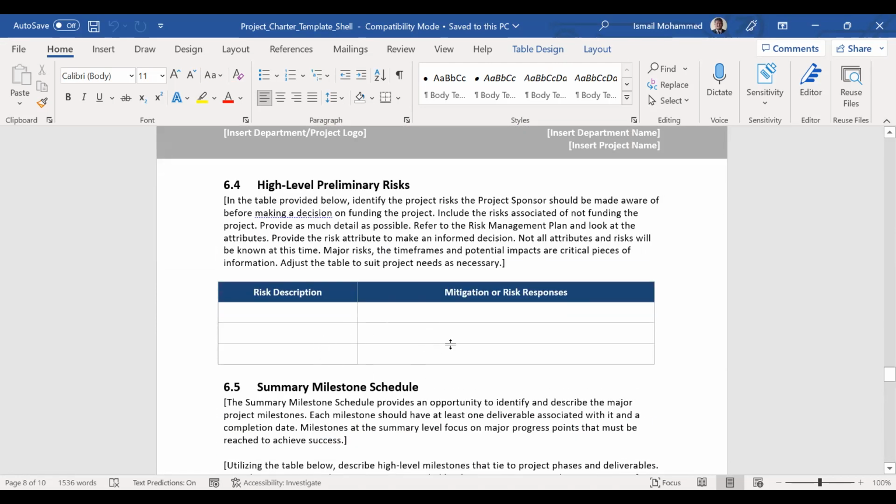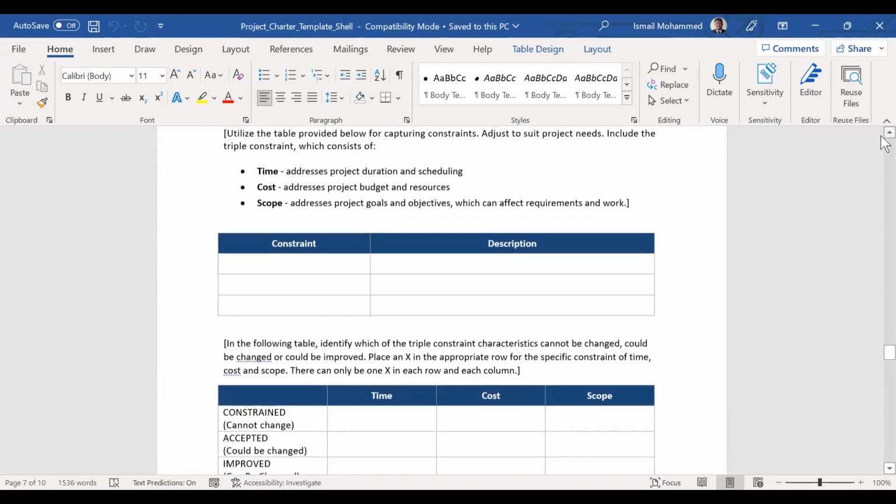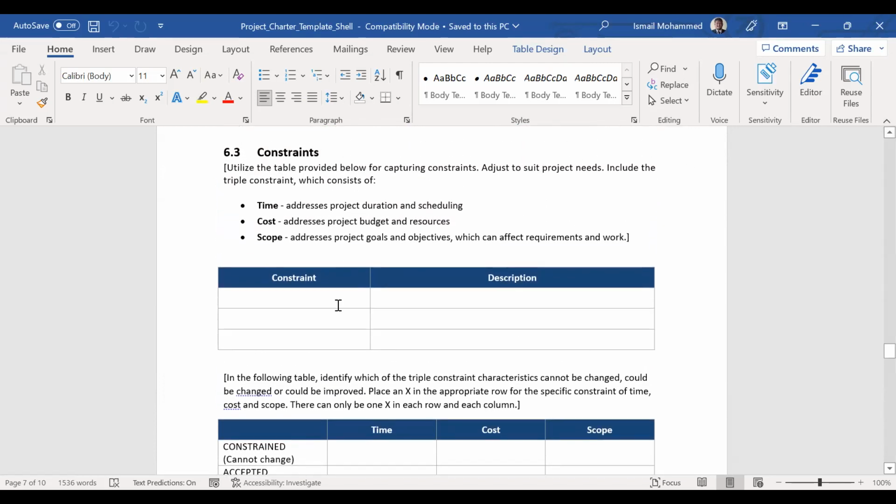So can you go back to that constraint thing, sir? Here, just a little down. Here, "constraint cannot change" is mentioned, right? Constraint, first column. In the following table, if a constraint is mentioned as cannot be changed, suppose cost cannot be changed, but if you are adding new scope, the scope has to be added. That is what I was trying to tell, sir.